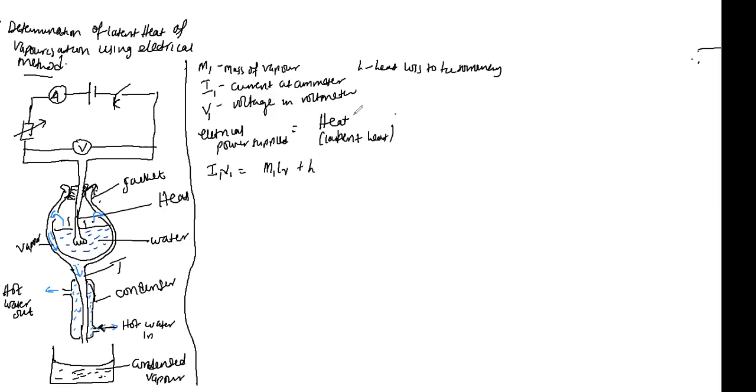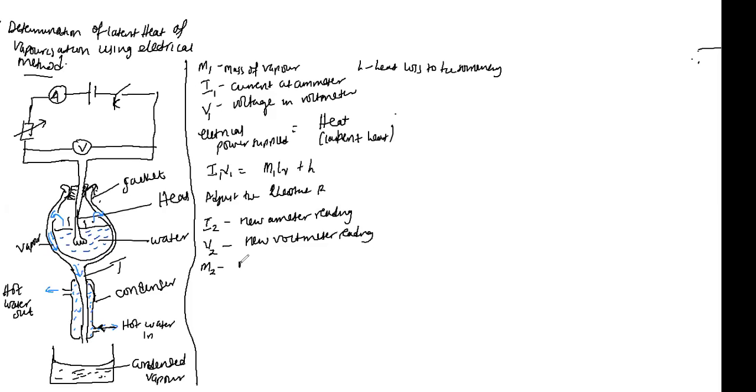Now, this experiment is repeated again by varying the voltage and the current using the rheostat. So the rheostat is adjusted to obtain a different set of values so that we can eliminate or minimize the heat loss to the surrounding. At a steady state, the ammeter and the voltmeter readings are also noted, where we have I2, new ammeter reading, V2, new voltmeter reading. Then a new mass of condensed vapor is collected per second.